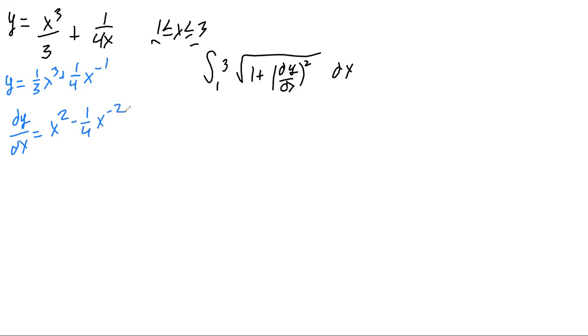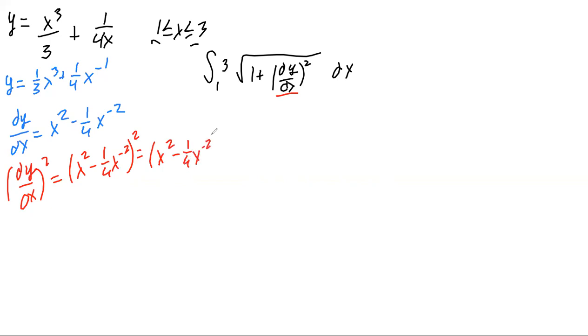So that's the derivative. If we want to now square the derivative like we have in our formula, we're going to have (dy/dx) squared, which is going to be x squared minus 1/4 x to the negative second, squared, which is really just FOILing. X squared minus 1/4 x to the negative second times x squared minus 1/4 x to the negative second.